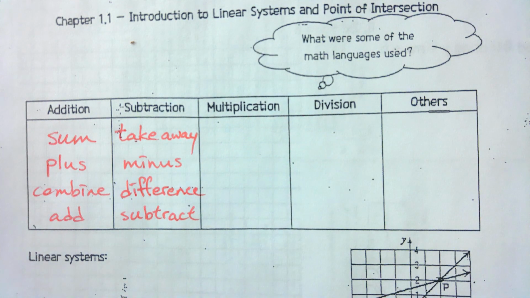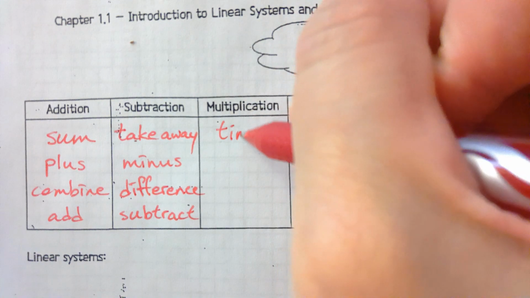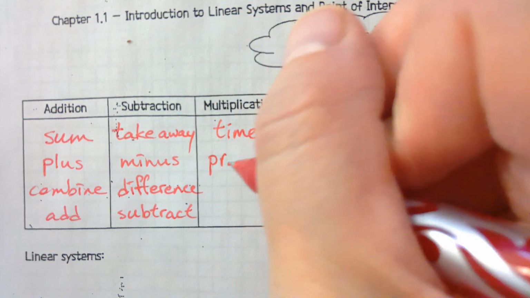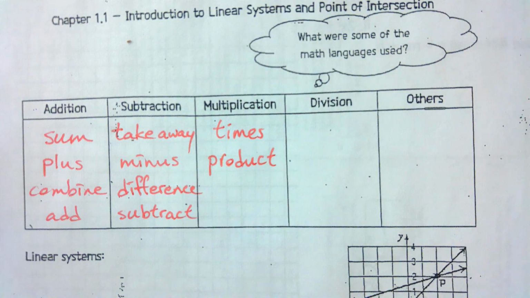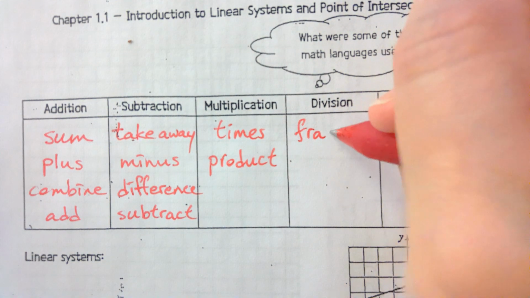All right. Multiplication. Hayden? Times. Yep. Product. Yes, that's a key one. Is there more? Multiply by. Okay. Or multiplication. Yep. Division. Numerator, denominator, fraction. Yeah. So fraction is a type of division.